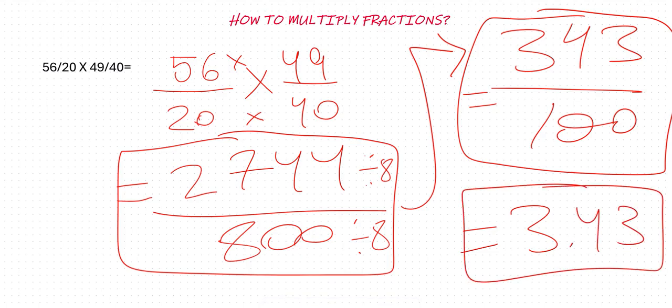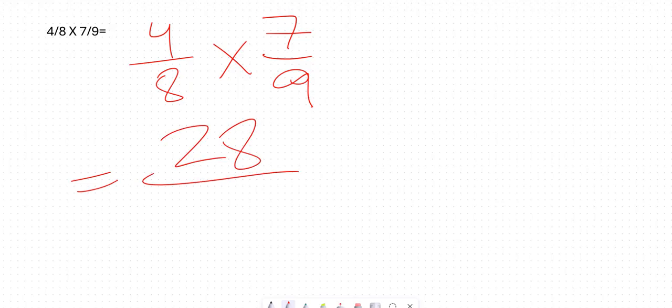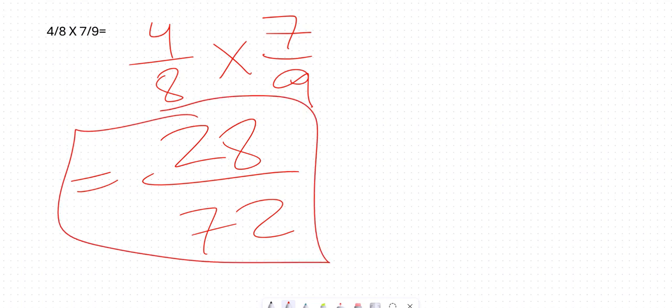Okay, so for our next example, we're going to do another example which is the same thing, just for practice. So first, write it in the proper mathematical format, and then we don't have to make the denominators the same, so we can straight away start multiplying. So 4 times 7 is 28. 8 times 9, as we already know, is 72. Now this is our answer, but we have to make sure if it's simplified or not.